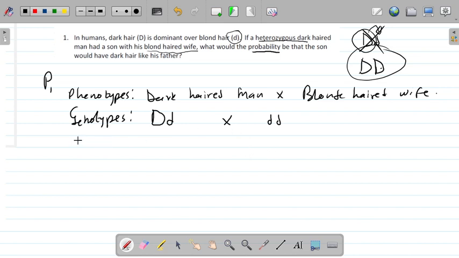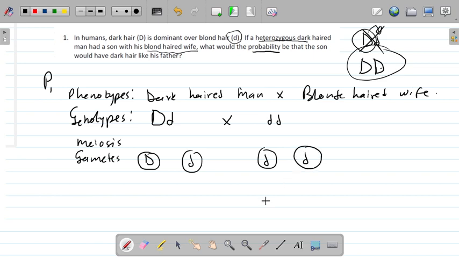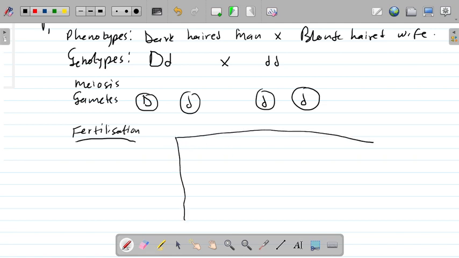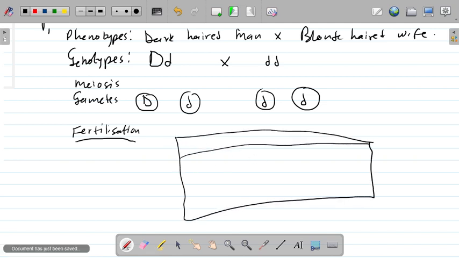Then meiosis takes place, and gametes are formed. What are the gametes? Capital letter D, small letter d, then small letter d, and small letter d. And then fertilization takes place. Please take note that you need to write all of this, these are marks. And then you do the cross as usual using your Punnett square.